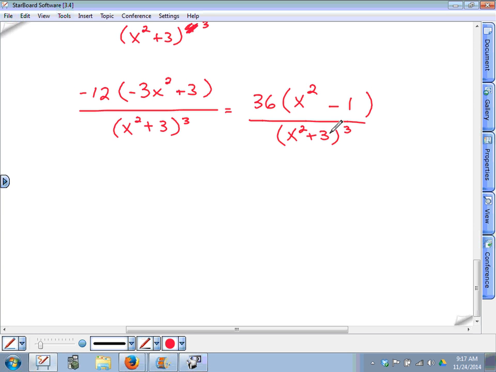x squared plus 3 to the third is never going to be 0, because x squared plus 3 is always positive, and if you raise that to the third power, that's always positive. So we're not going to get any critical numbers from the denominator, but the numerator, we could definitely get one from there. We'll actually get 2. x squared minus 1 changes into x minus 1 times x plus 1.